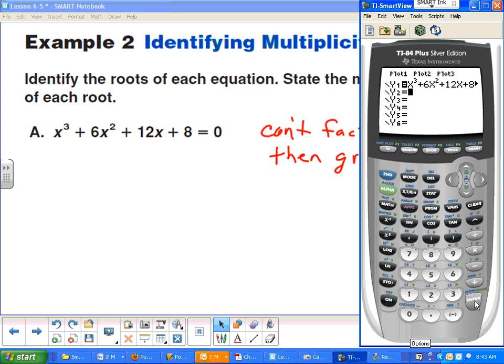And most of the time when we're doing this, you're always going to get whole number, or I should say integer zeros, so that you don't have to worry about fractions or decimals usually. When we're looking at multiplicity, usually we're dealing with whole numbers. So put in your y equals and graph it.